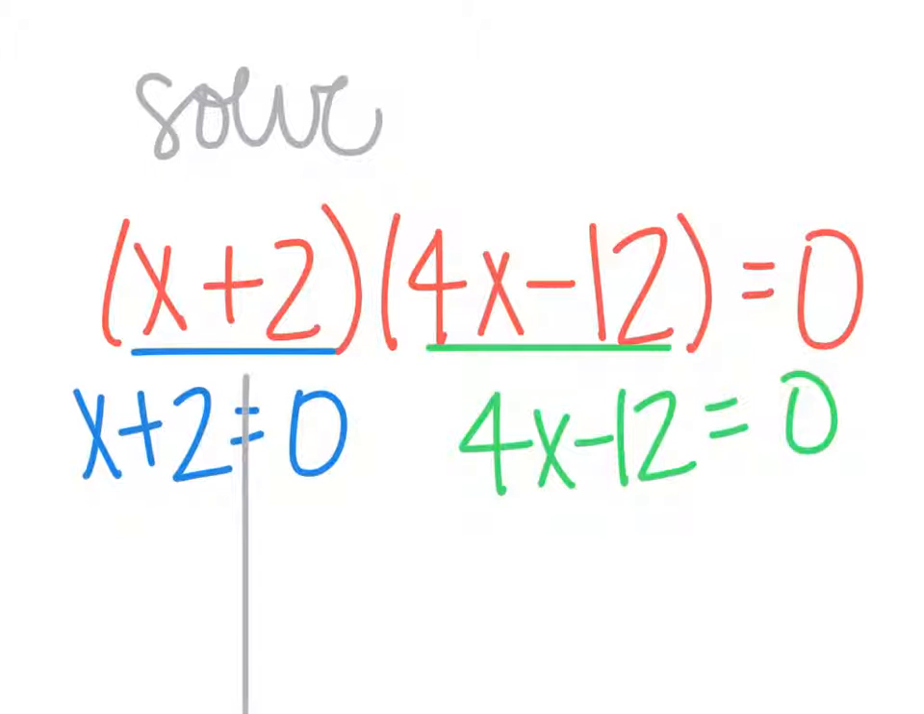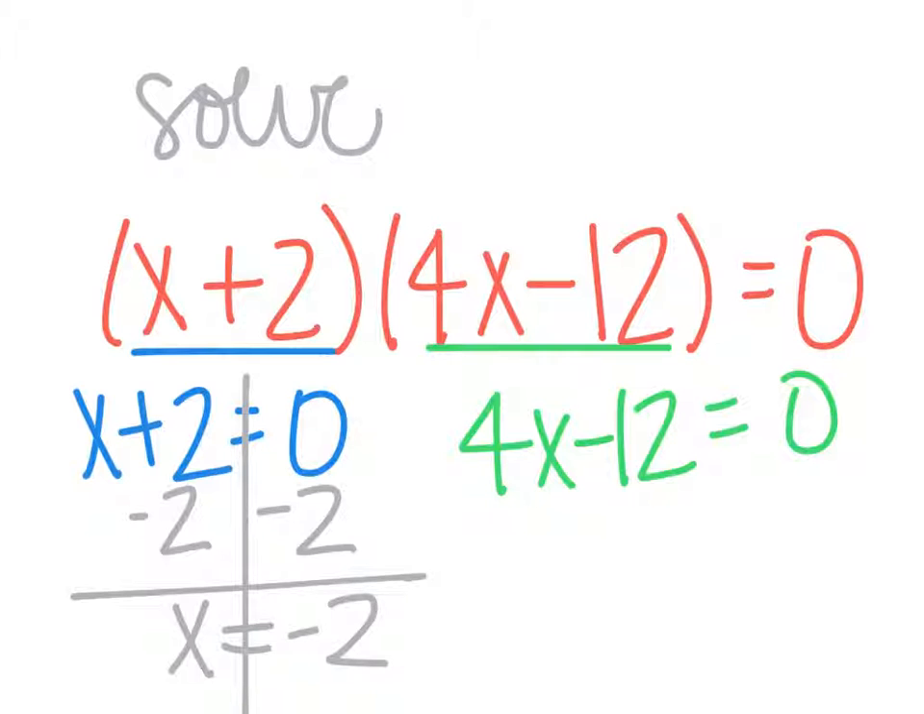So I'm going to draw my line. To get x by itself, I'm going to subtract 2 from both sides, and I end up with x equals negative 2. So that's my first answer.